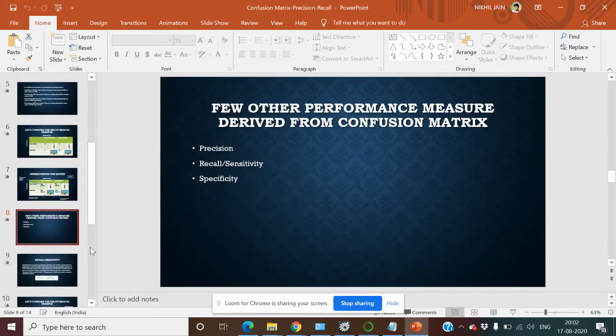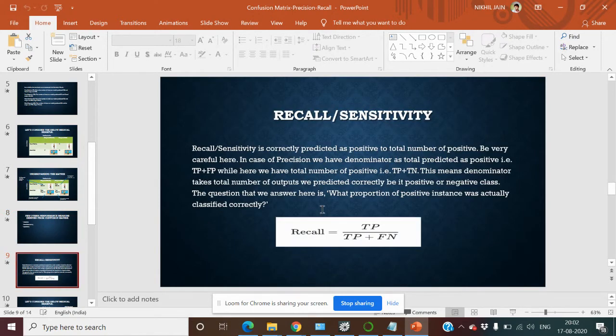Let's move ahead. There are a few other performance measures which get derived from the confusion matrix, namely precision, recall or sensitivity, and then we have specificity. Let's move ahead with recall or sensitivity. Recall is nothing but the correctly predicted positives to the total number of actual positives. So recall answers the question: what proportion of positive instances was actually correctly classified? Let us understand this with an example.